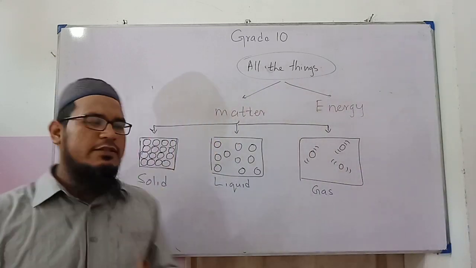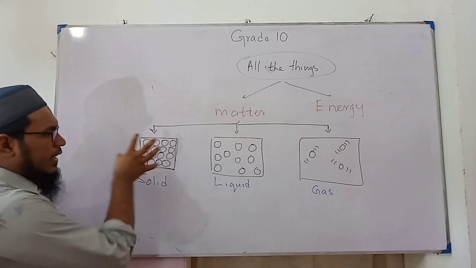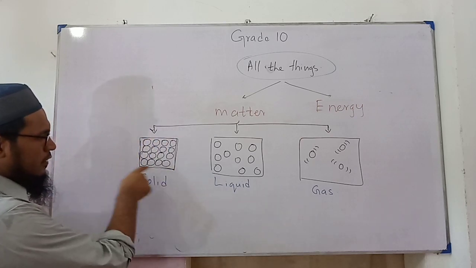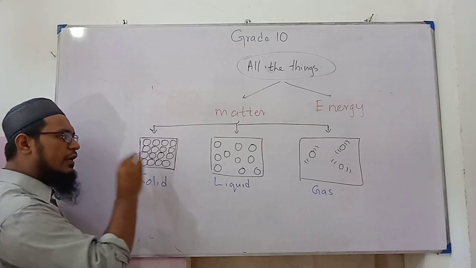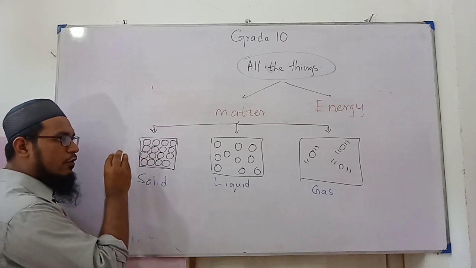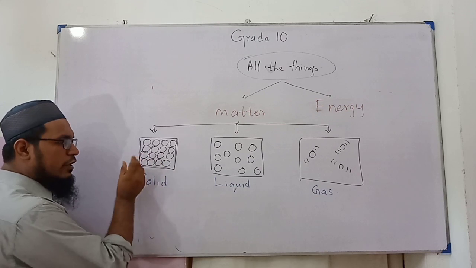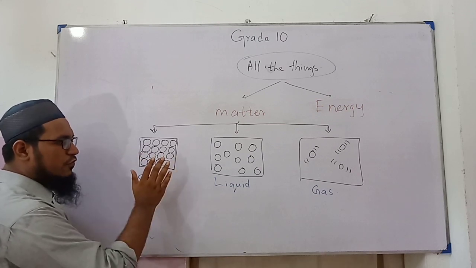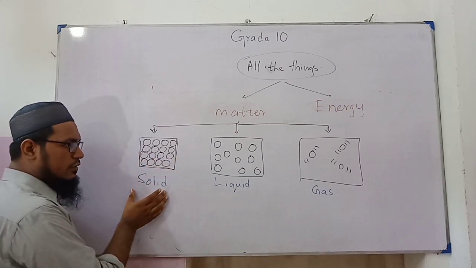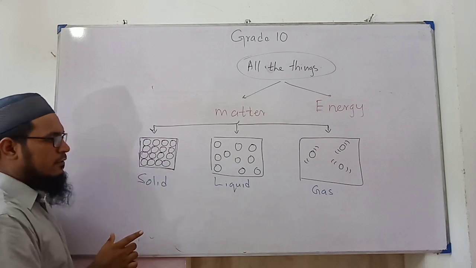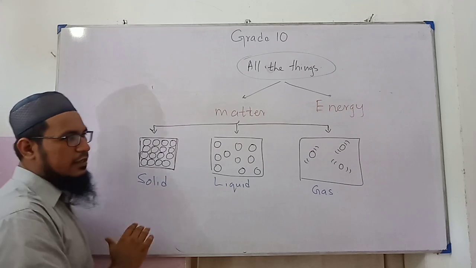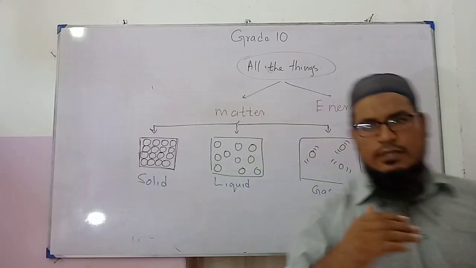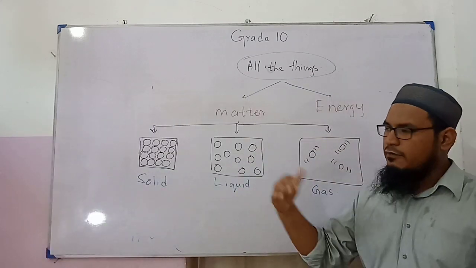So, in a solid substance, the atoms are tightly packed. I think you can see it in this diagram that the atoms are very tightly packed. They cannot move freely. They can only vibrate. Therefore, it is called solids. Solids have a definite shape and a definite volume. You have already studied this in grade 6, 7 and 8 and even in 9.